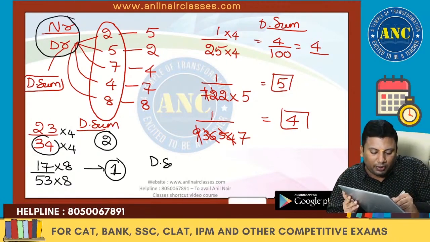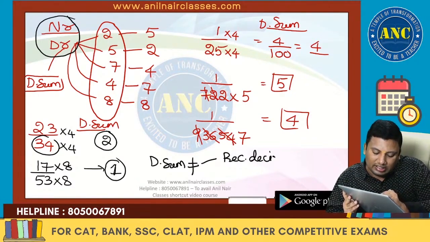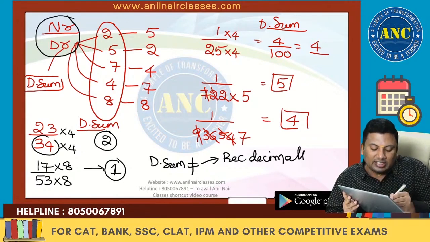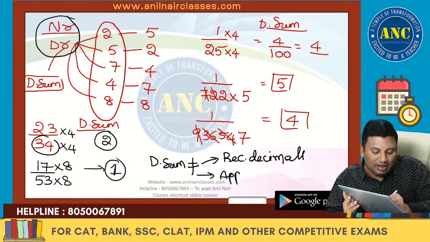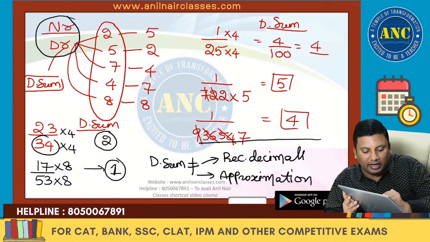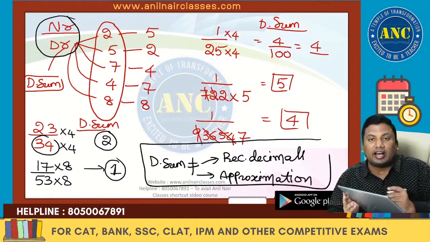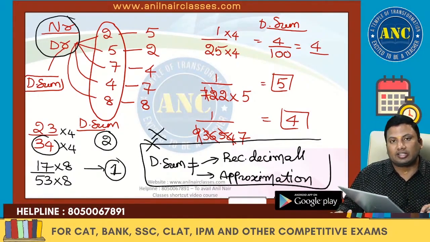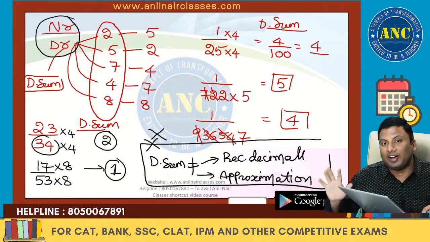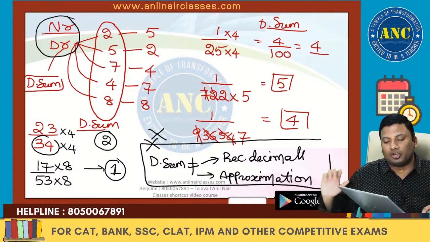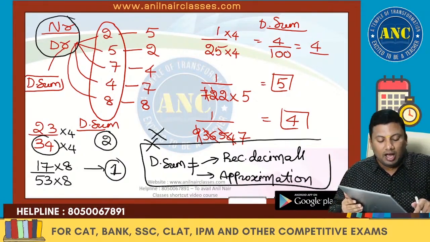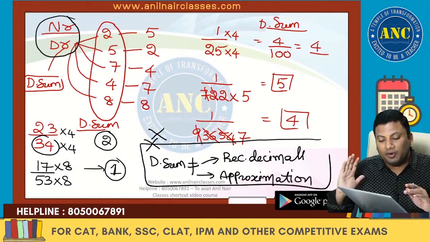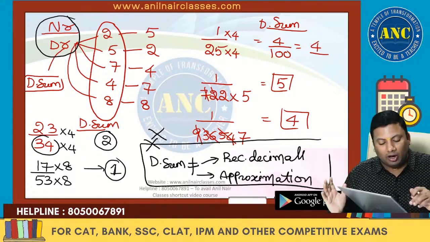Remember this important point. Digital sum cannot be used for a recurring decimal. Digital sum cannot be used for an approximation. If the values are approximated or if the decimal value is a recurring value, please avoid using digital sum. Digital sum is very ineffective for recurring decimal values and for an approximation. That is the demerit of this concept. I hope it is clear. You have understood the concept, when to apply it, and when not to apply it.